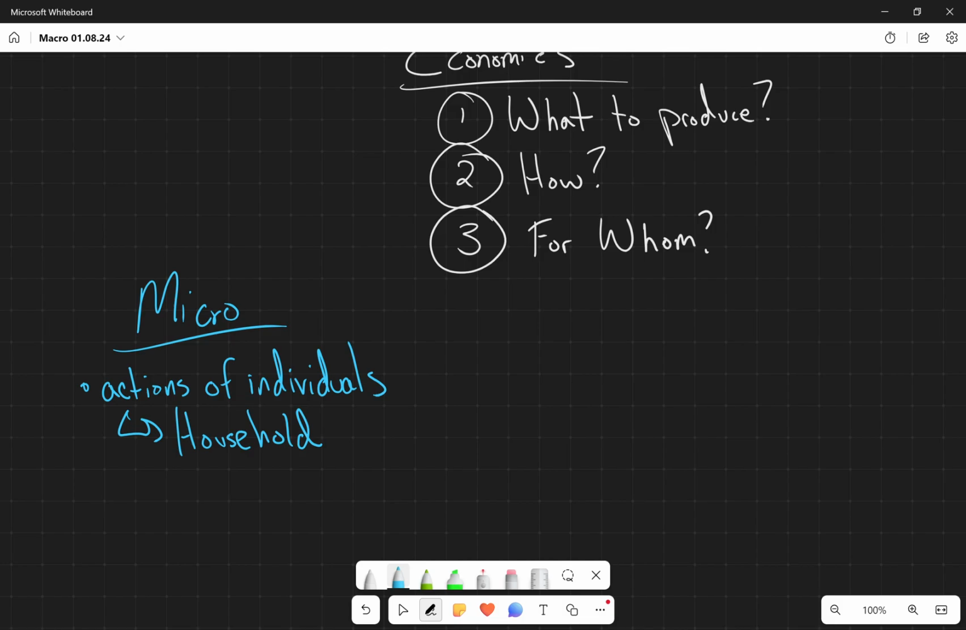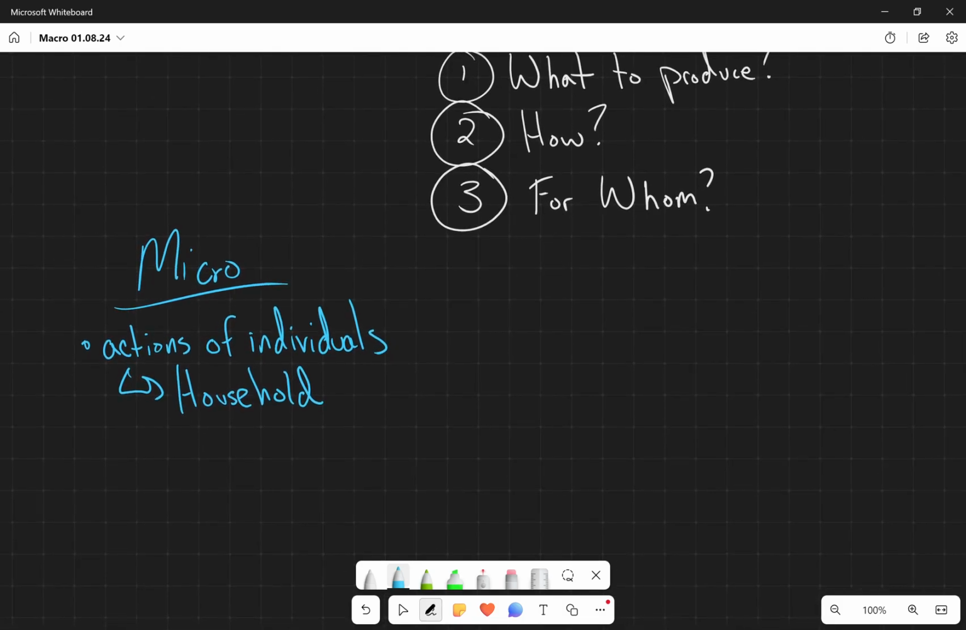So we talk about households rather than individual people, but for the most part, you can think of a household as a single entity. Does that make sense? A single entity that's a combination of the person, their spouse, their kids, or the person and their parents.